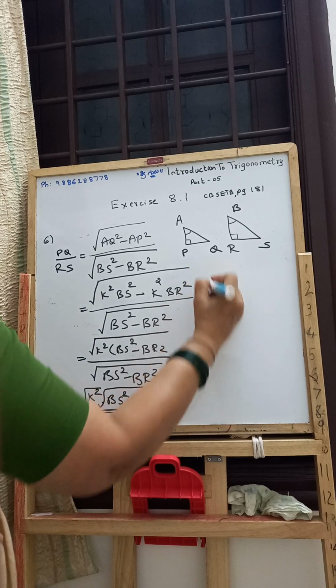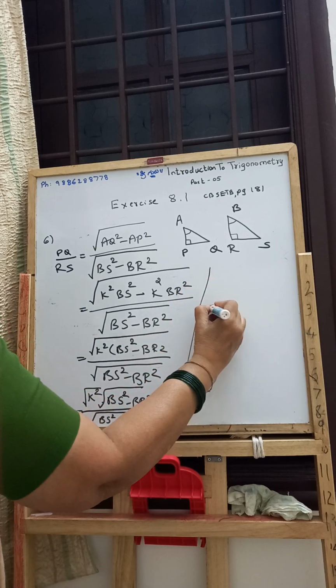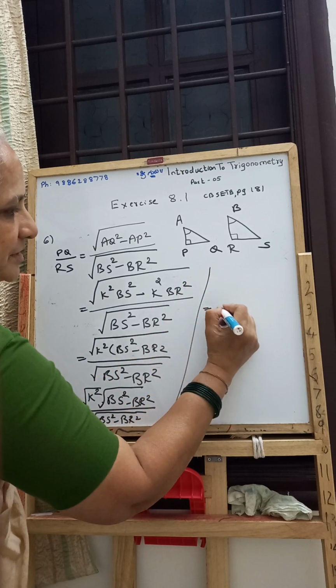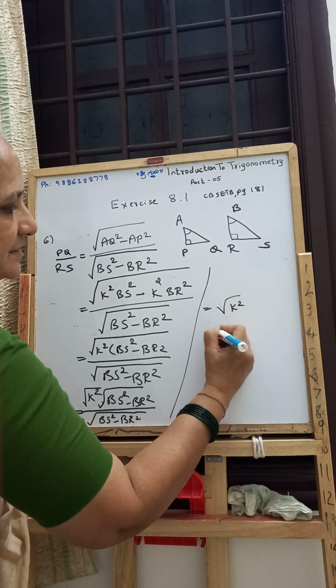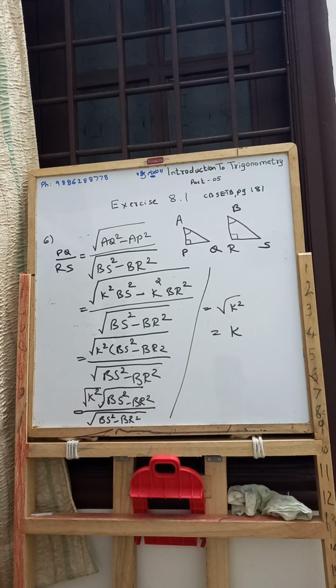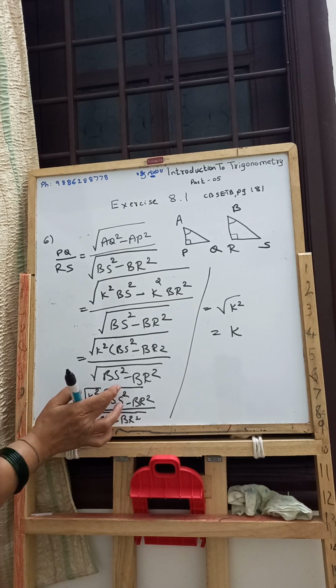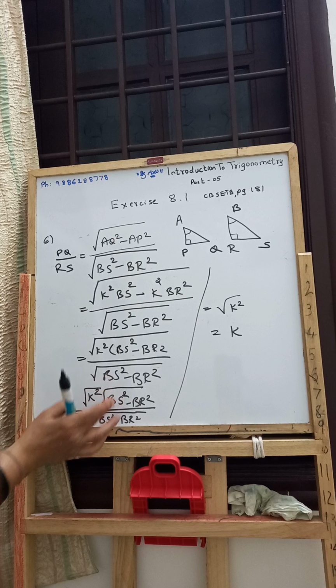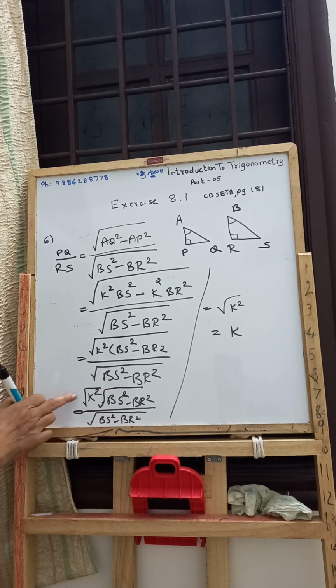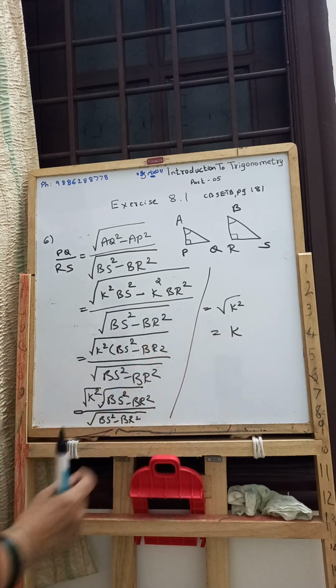This is equal to square root of K square. This is K. Square root of BS square minus BR square and square root of BS square minus BR square, these two terms are in the numerator and the denominator, and they get cancelled. We are left with square root of K square, and its square root is K.